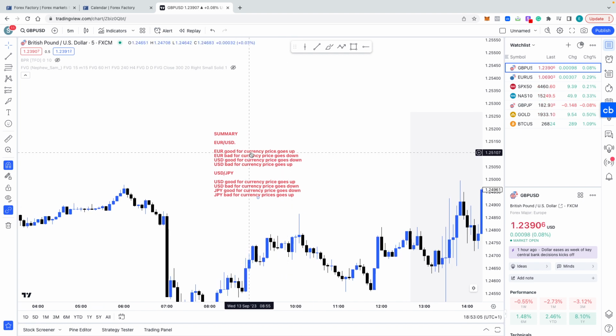Essentially, the inverse goes for anything where it's USD versus JPY. So they're directly correlated here, inversely correlated here. I hope that makes sense.